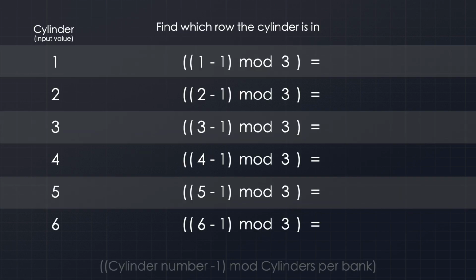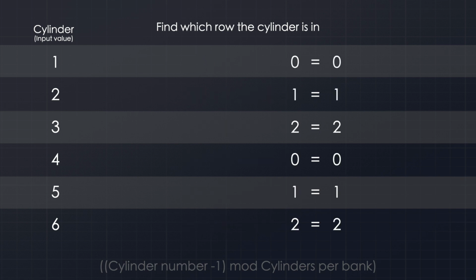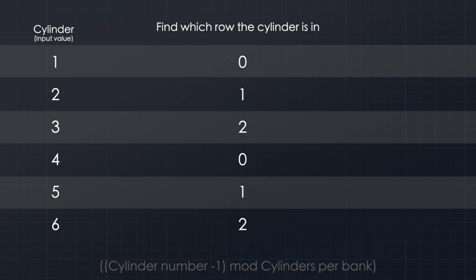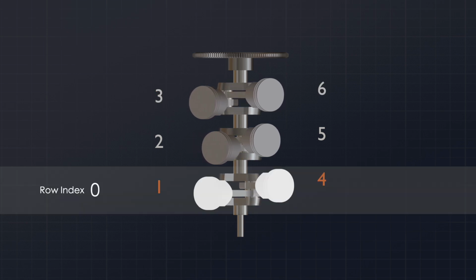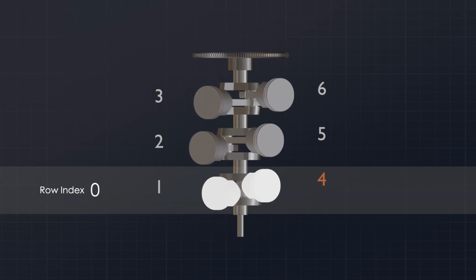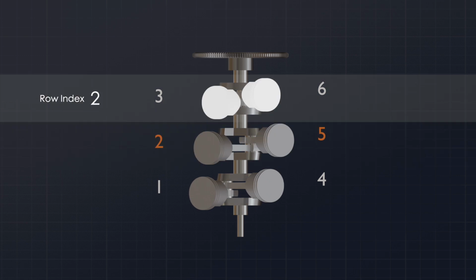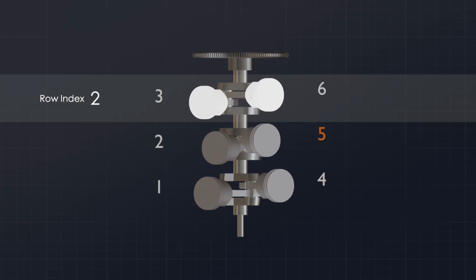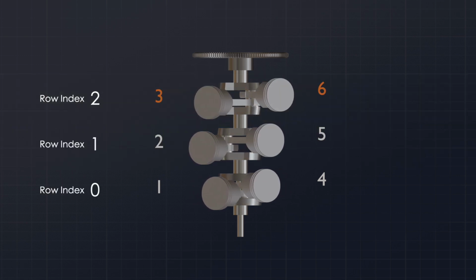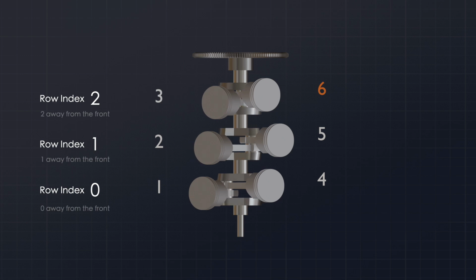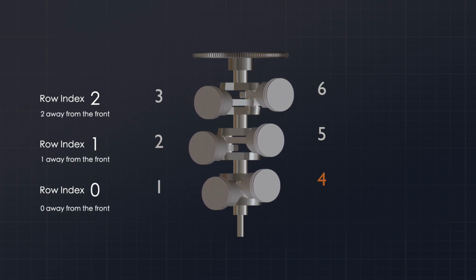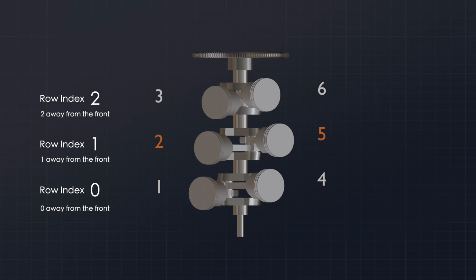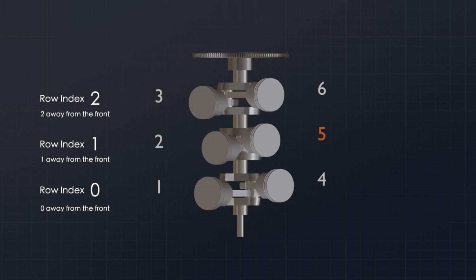So let's plug those variables in for every cylinder and use the formula to determine the row each cylinder is in. For our V6 engine, here is what the row indexes look like. The front row has an index of 0, the middle row has an index of 1, and the back row has an index of 2. And the reason it's from 0 is because it's the distance from the first position. So the front row is in the first position, so it's 0 away from being first.